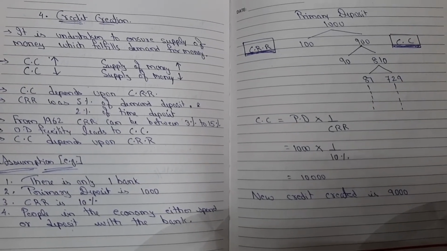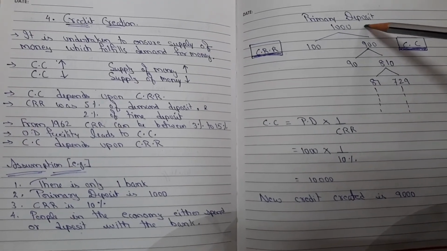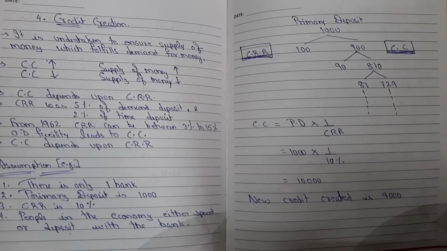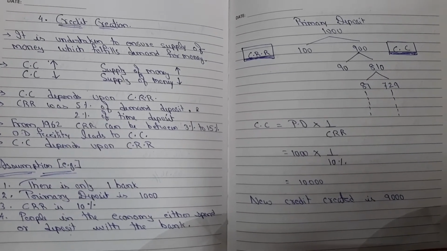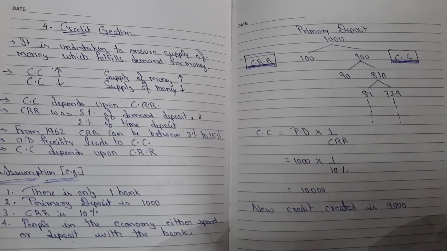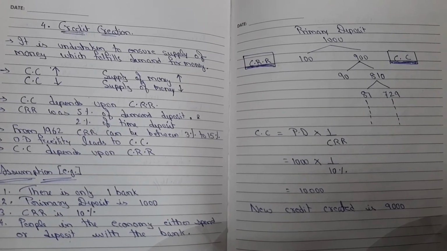Now on the next page, you can see the example. Right on the top over here, primary deposit is taken as 1,000. On the left side, CRR according to 10%, 1,000's 10% comes to 100. So 100 is kept as reserve with the bank, and the remaining 900 is credit created by the bank.